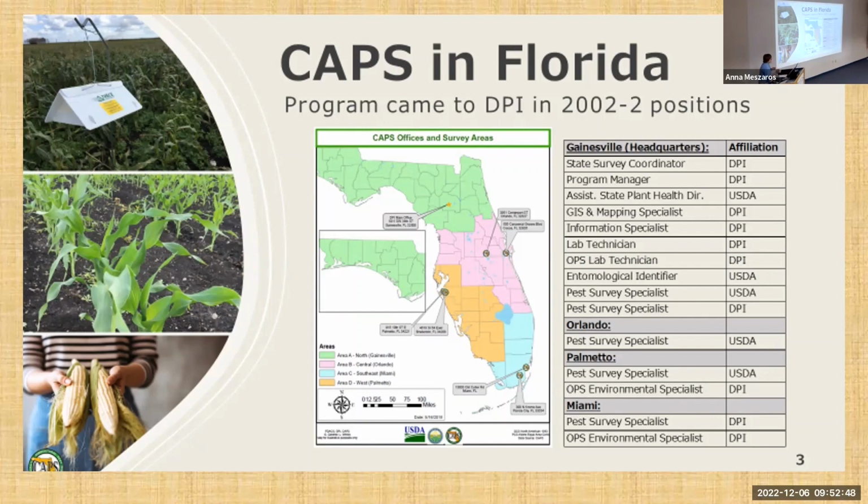And we started in 2002 with only 2 positions for all the state. You can imagine how the work was at that moment. So at this moment, we have all the personnel working for CAPS on the table. So our side, our region, Miami, is 1 pest survey specialist and 1 OPS environmental specialist. She is basically doing just trapping for tomato commodity right now. So the rest is under my shoulder.